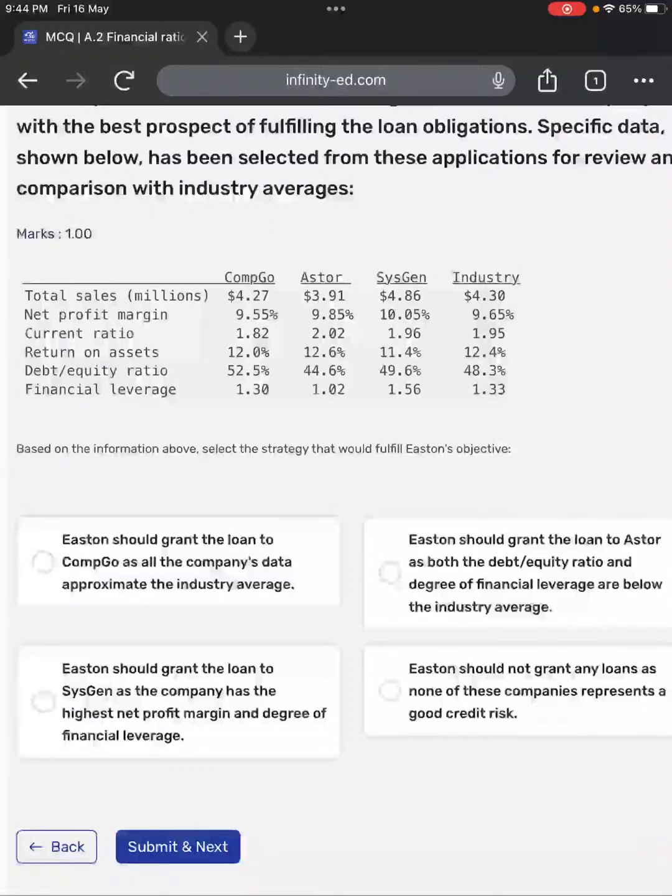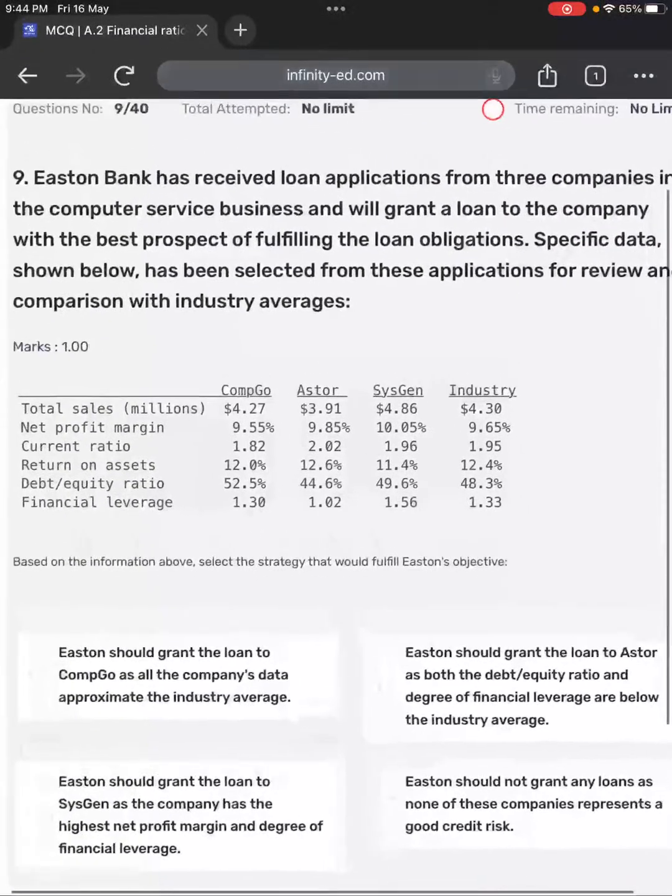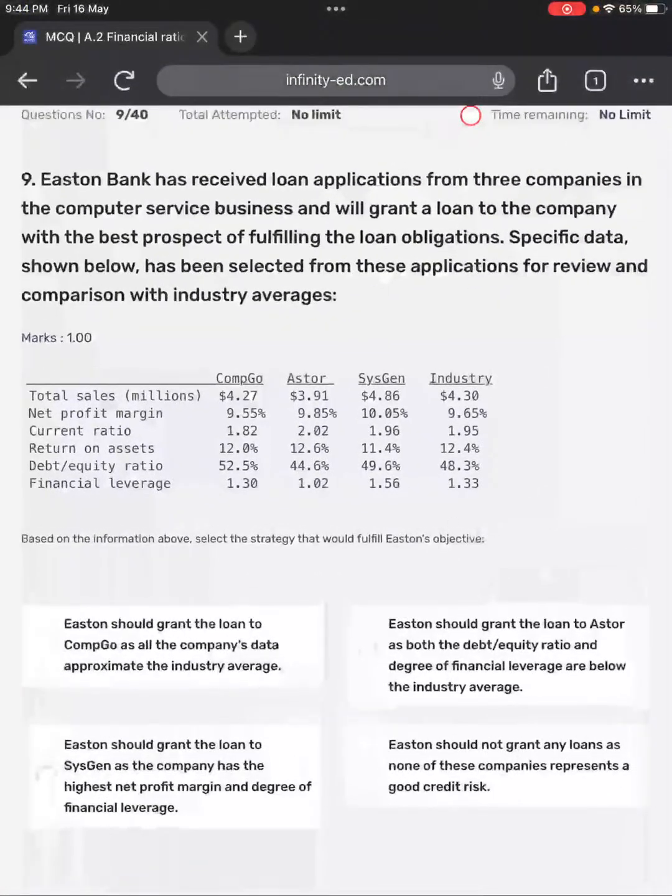Okay. Now we are in question number 9. What is the requirement? Based on the information above, select the strategy that would fulfill Stone's objective. What is Stone's objective? There are given companies: Go, Astro, Shenzhen Industry. Total sales, net profit margin, current ratio, return on asset, debt to equity ratio, and financial leverage are given.